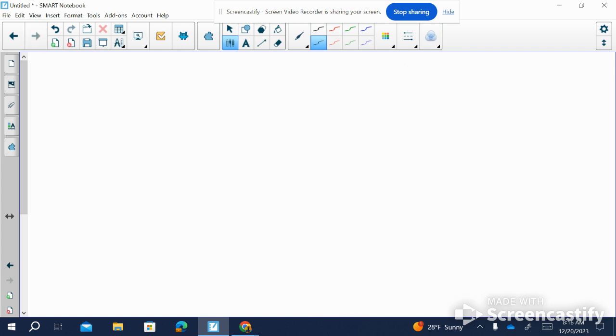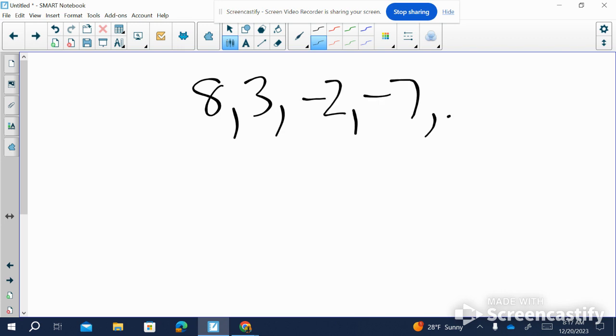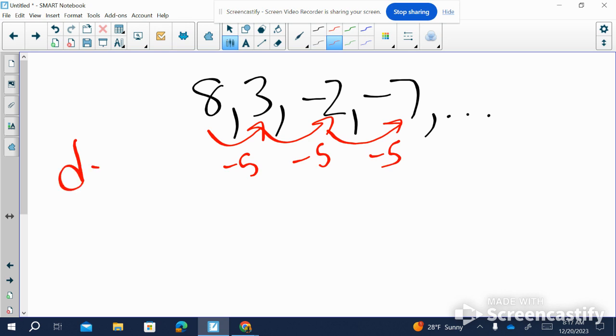Let me do another one. Let's say I have 8, 3, -2, -7, and so on and so forth. Let's see if this is an arithmetic sequence. So 8 to 3, you subtract 5. 3 to -2, you subtract 5. -2 to -7, you subtract 5. So we have a common difference of -5.